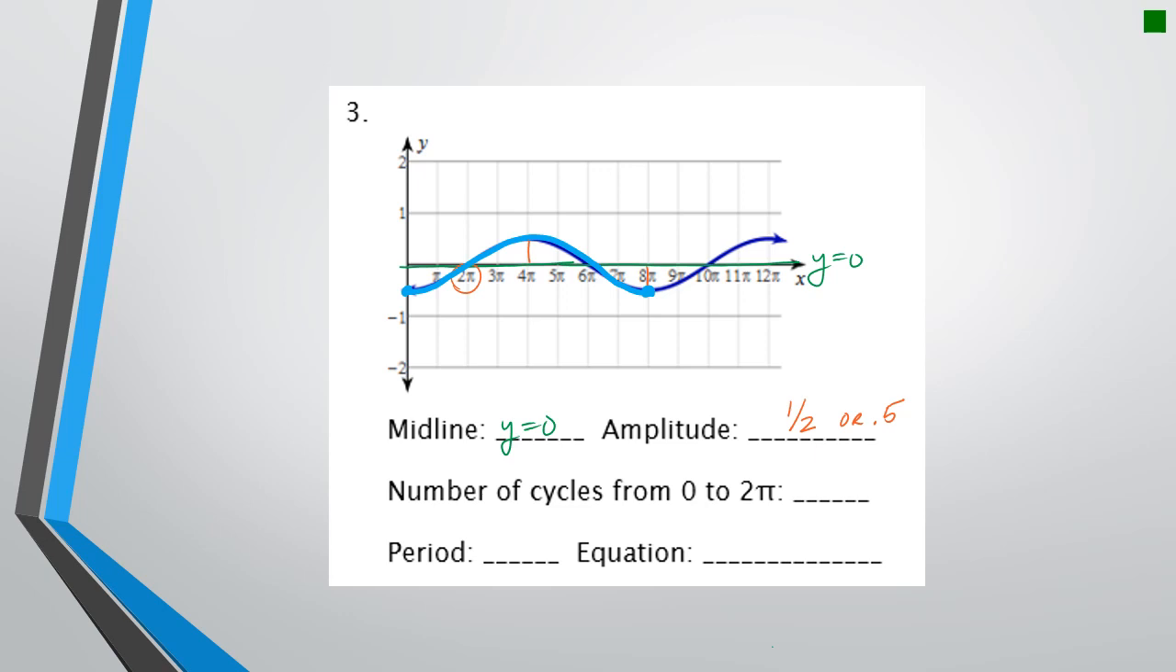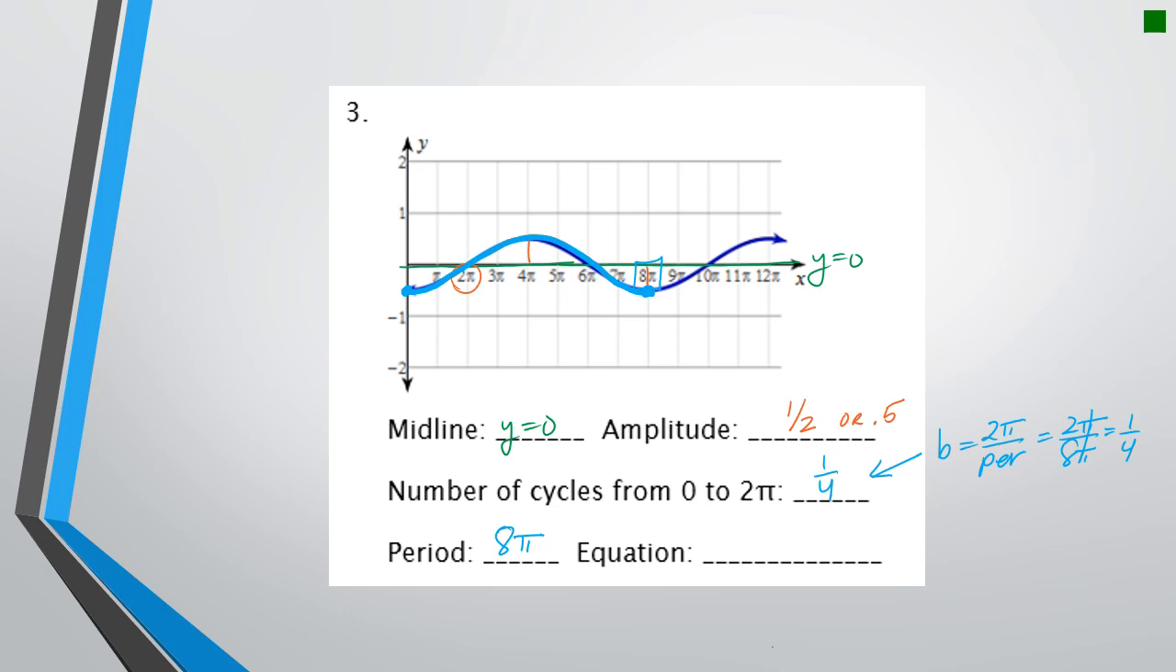So I can see now that this graph stops at 8 pi. So that tells me period is 8 pi. And now to figure out my B value, I'm going to use that 2 pi over the period formula. So if I do 2 pi over 8 pi, pi's cancel, and then 2 over 8 reduces to 1 over 4. So there's a quarter of a cycle between 0 and 2 pi.